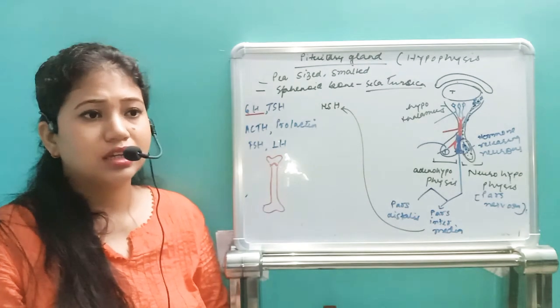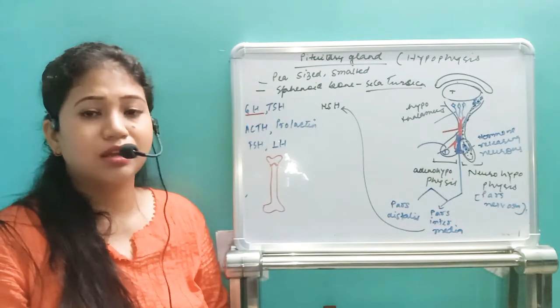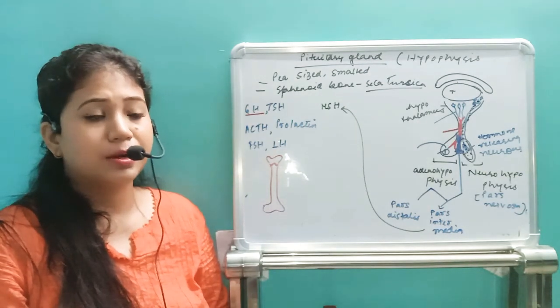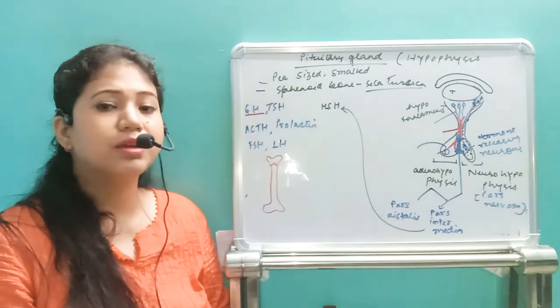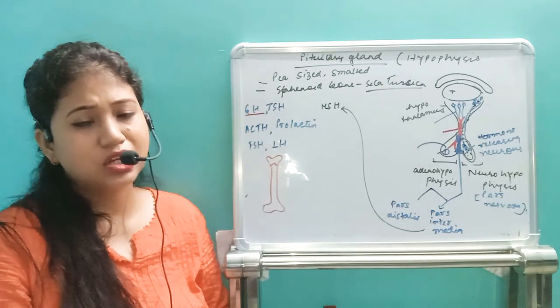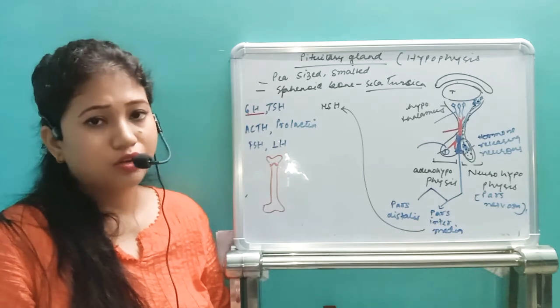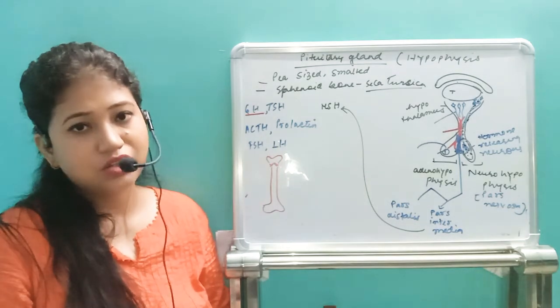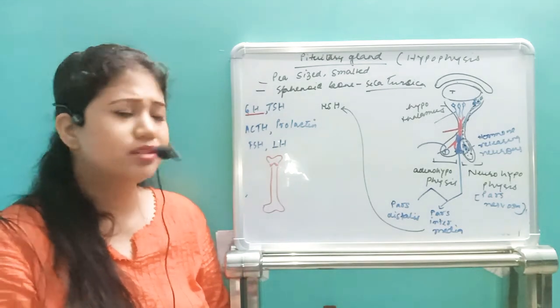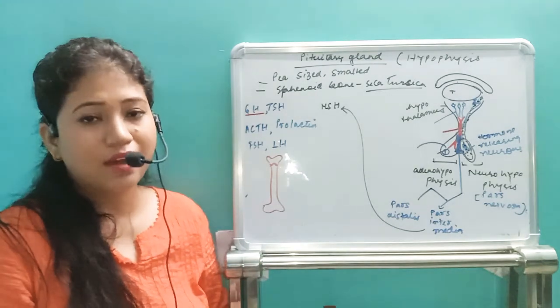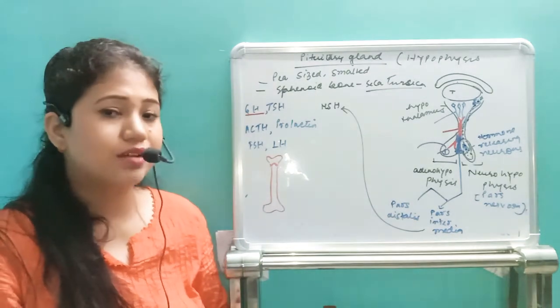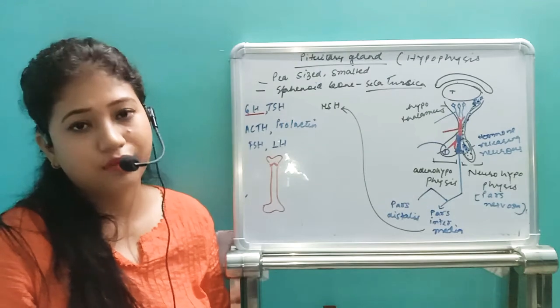Other functions, like breeding and the breeding season, are controlled by MSH in the case of the lower grade of organisms. We don't have such a function, but in reproductive health, MSH is believed to have some function. Okay, so these are the functions of the adenohypophysis.